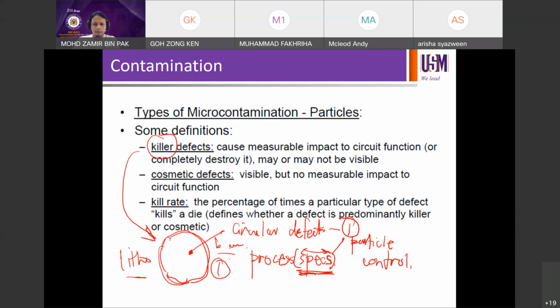So in this case, if you talk about circular defect, then it's categorized as killer defects. So therefore, it results in immediate shutdown of the equipment or the process because it will just destroy the device. Okay, some other defects are called cosmetic defects. They are visible but may not pose any severe impact to the circuit function, to the chip, may not be so dangerous to the chips, right?